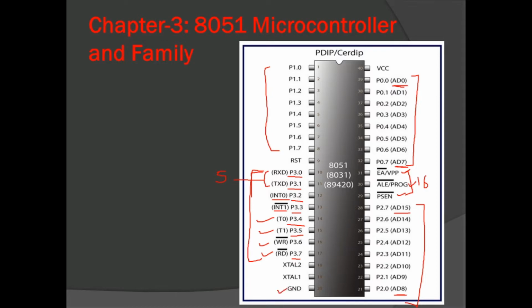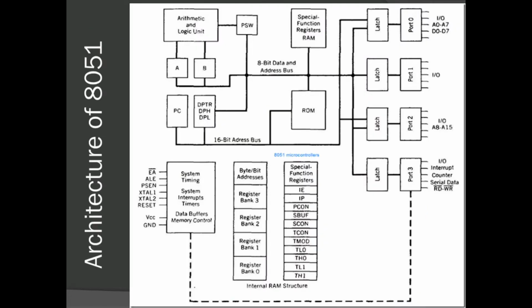We have ground at pin 20 and VCC at pin 40. The supply voltage required for 8051 is 5 volt. Lastly, we have two dedicated pins to connect the crystal, which provides the clock cycle required for 8051. So this is about the pin diagram of 8051. Now let's move towards its architecture.